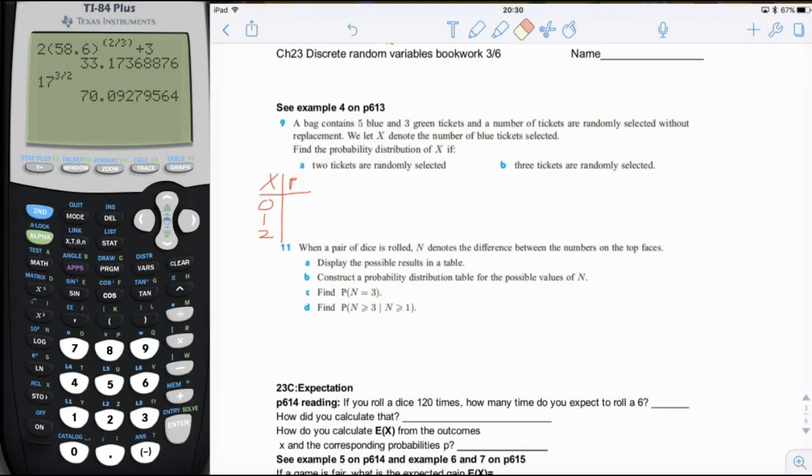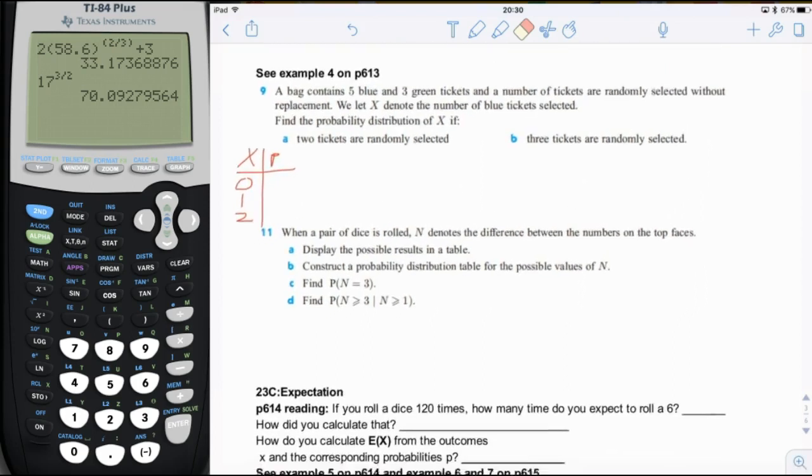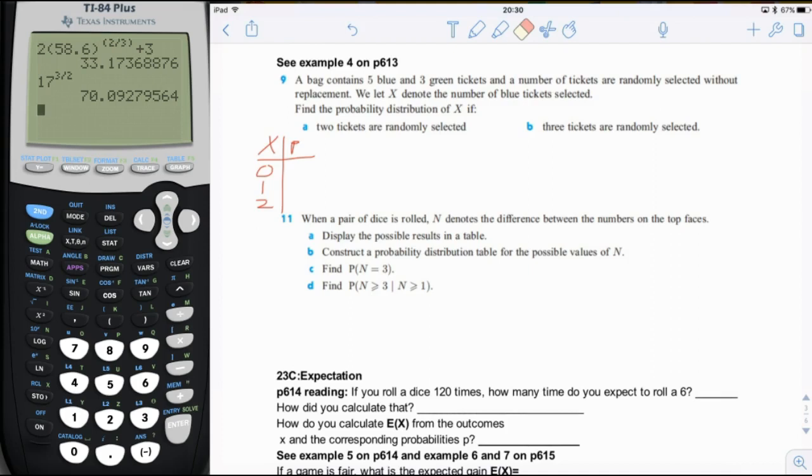Discrete random variables, page 3. Number 9. A bag contains 5 blue and 3 green tickets, and a number of tickets are randomly selected without replacement. We let X denote the number of blue tickets selected. Find the probability distribution of X if 2 tickets are randomly selected and if 3 tickets are randomly selected.